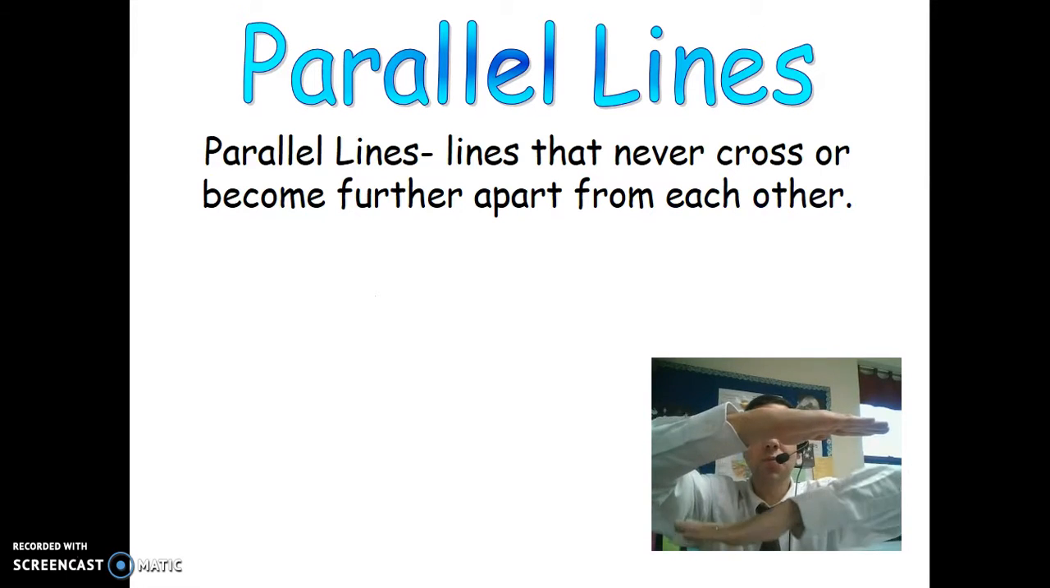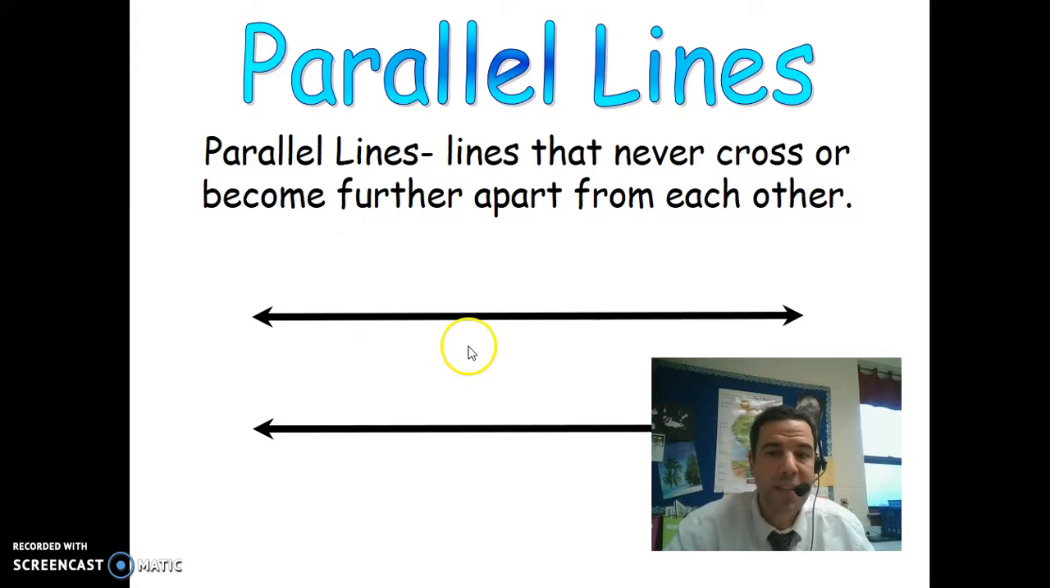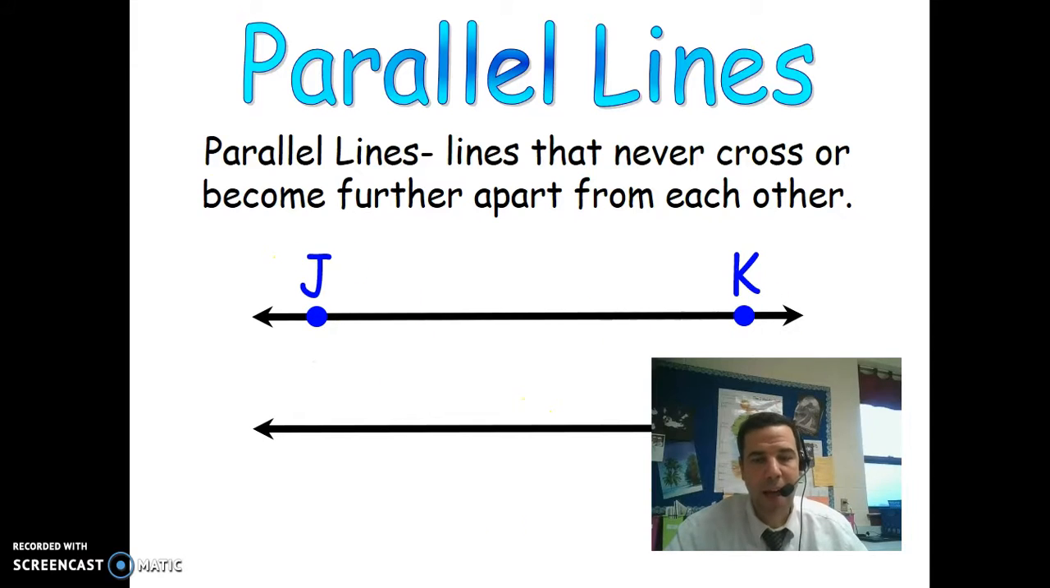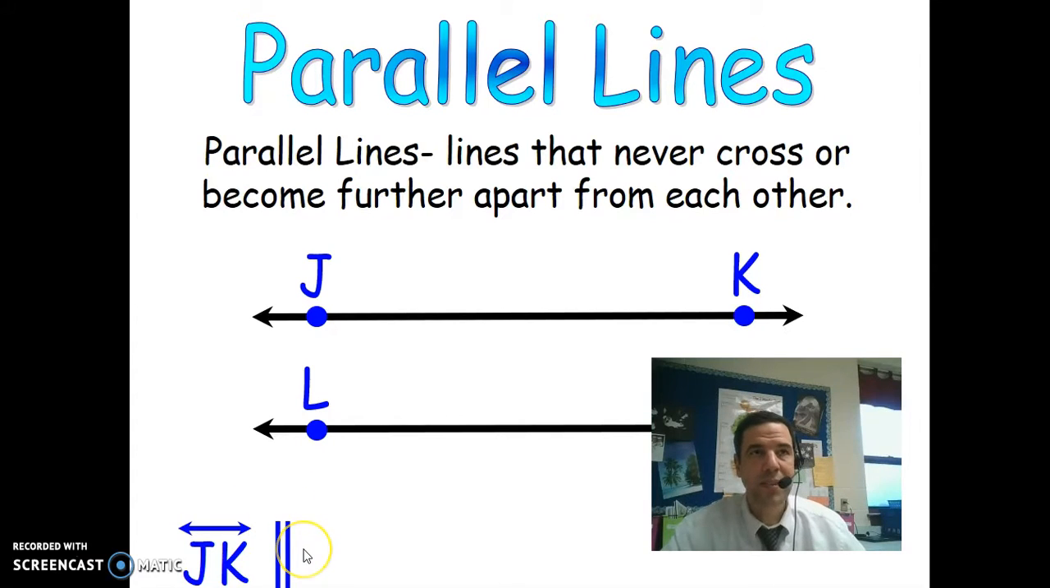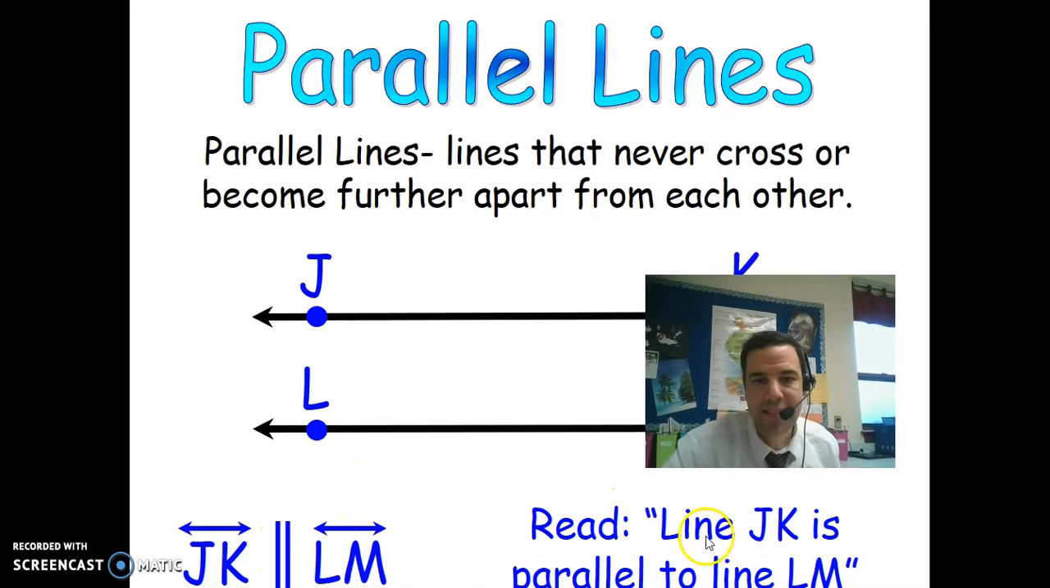Notice that my hands were never moving up and down. They were just staying that equal distance from each other. This is what a set of parallel lines would look like. Notice that they're never going to touch each other. I could label this top line JK and this bottom line LM, and you could say JK is parallel to LM. That's read as, line JK is parallel to LM.